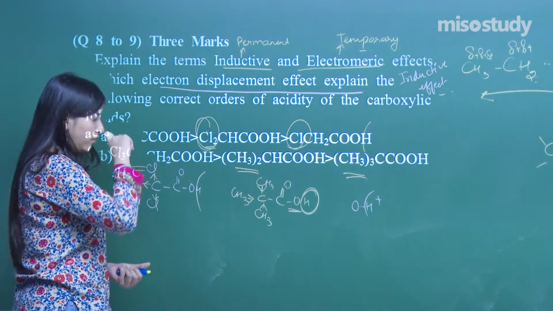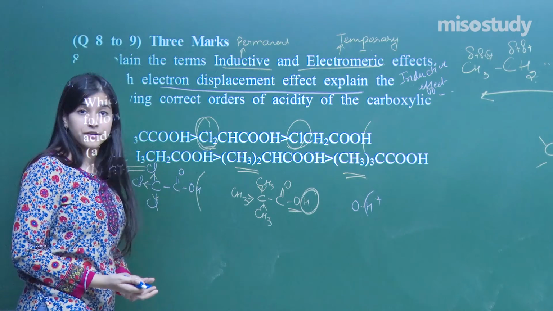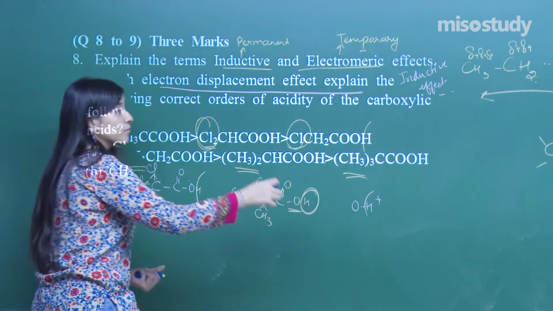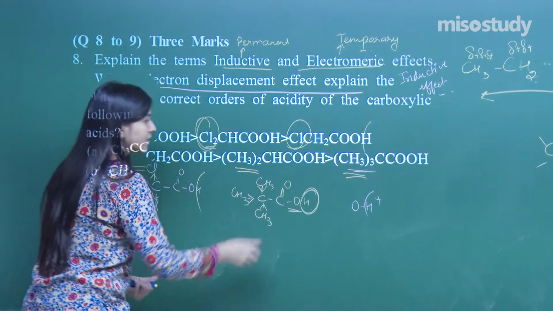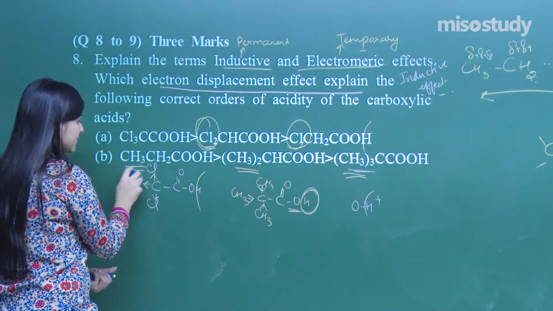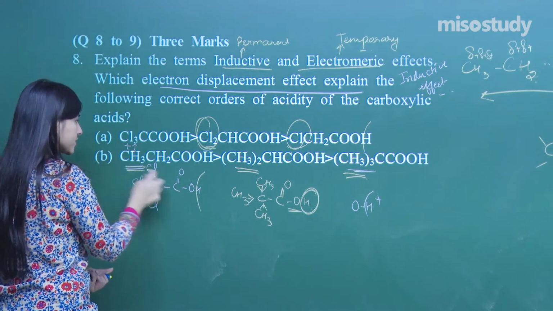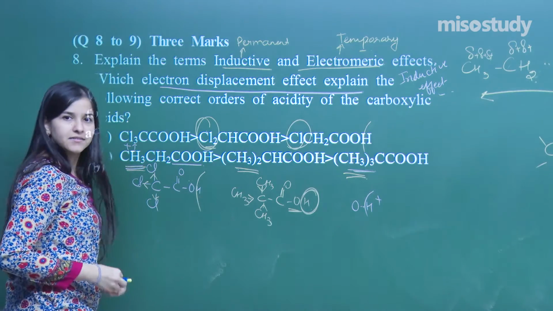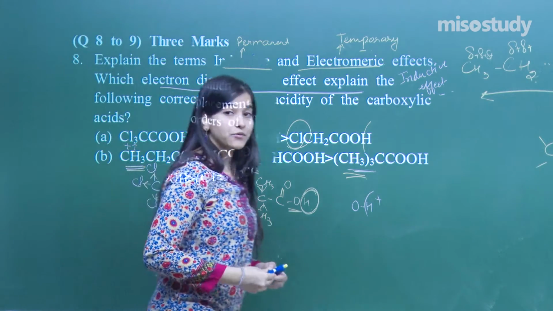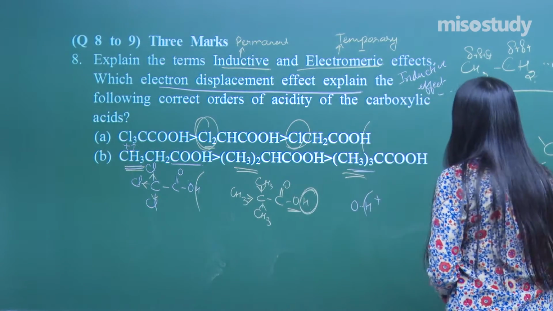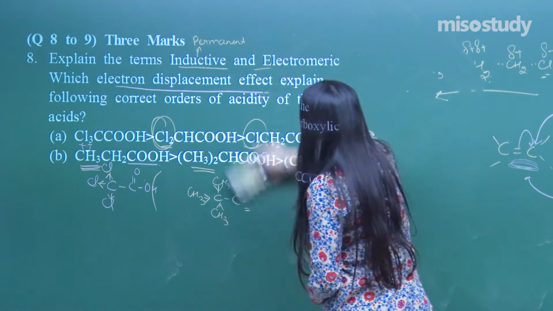See, so the more plus I groups, the lesser the acidity, right? And the fewer plus I groups, the more the acidity. Clear? So I hope everybody is clear with this order, right? Let's move to question number 9.